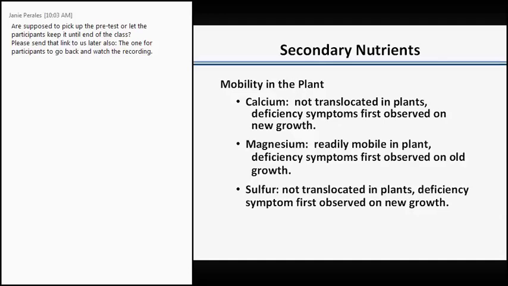Sulfur, not translocated in plants. So again, the deficiency symptoms are going to be observed first on the new growth. So calcium and sulfur are not translocated in the plant. Calcium and magnesium are not very mobile in the soil. Sulfur is actually fairly mobile in the soil. So a little bit different as far as how these particular nutrients actually react.